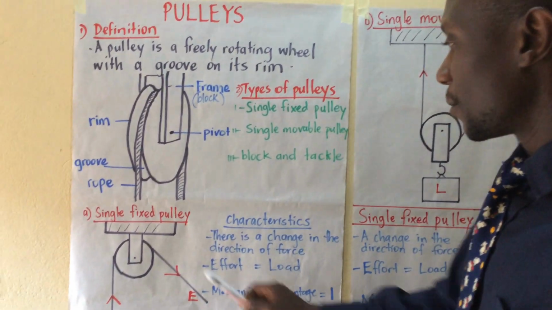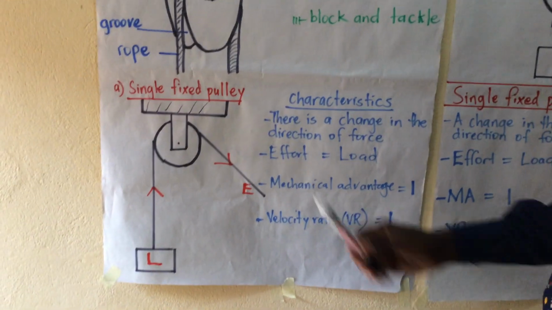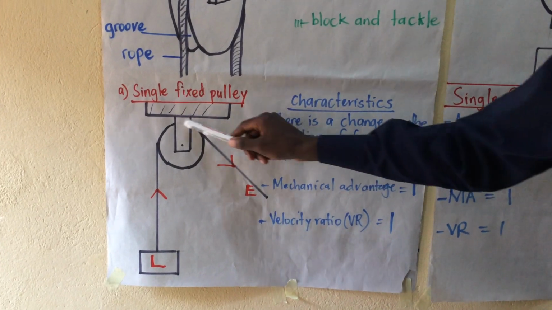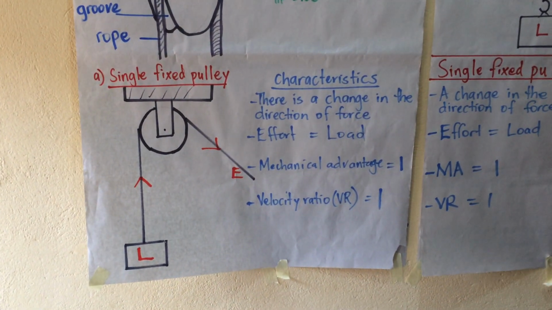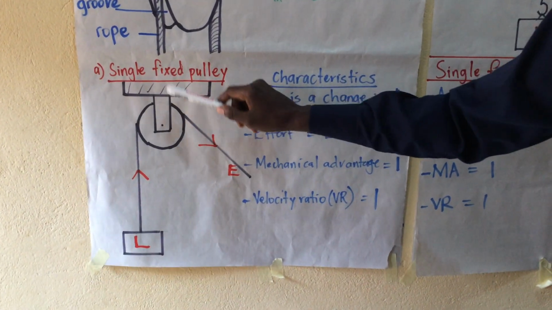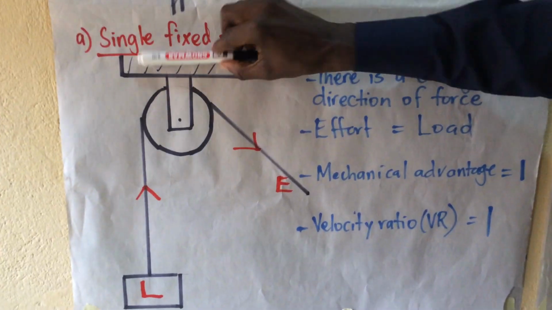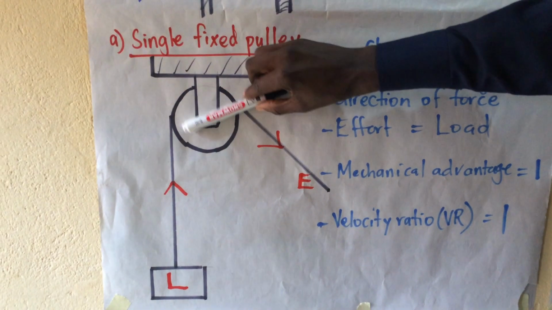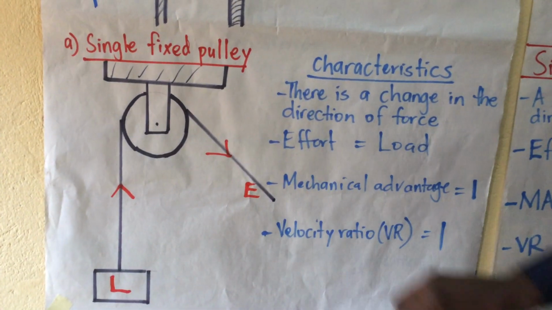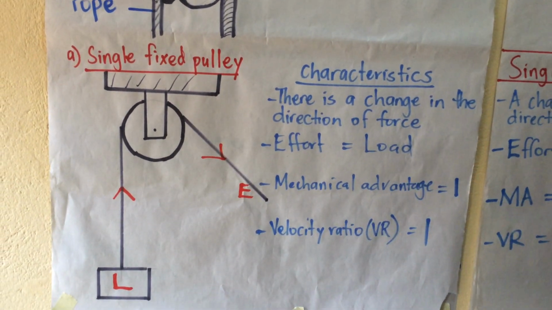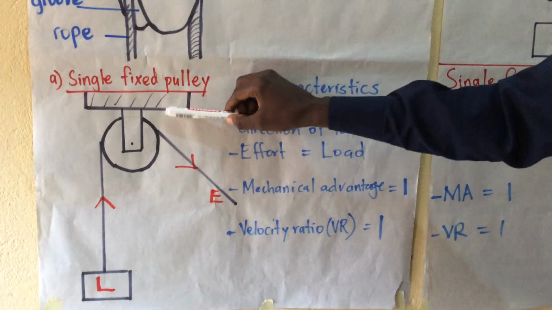Single fixed pulley, we are starting with that one here. It's called single because we only have one. It's called fixed because it is fixed at that point. It rotates from that point, but it is fixed there. And in that place where it's fixed, that's where it rotates from. It does not move with the load. So that is called a single fixed pulley.